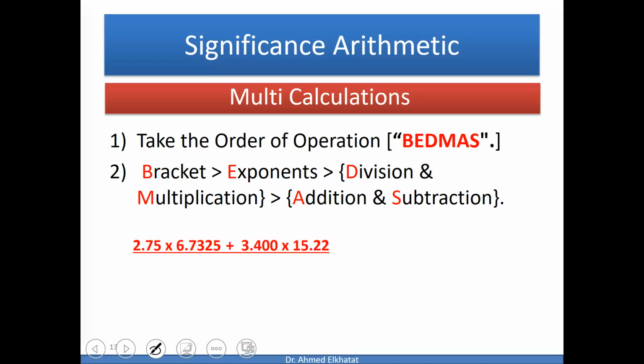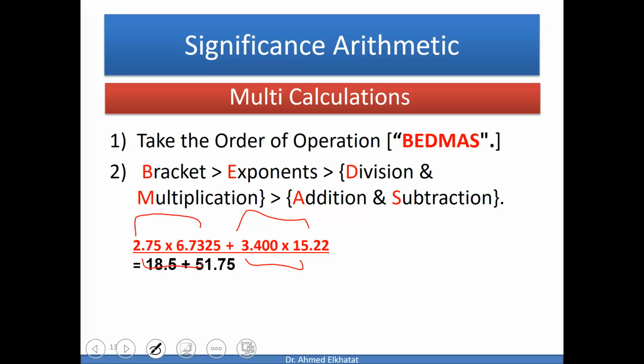So for example, we have these numbers and you want to calculate the result. First you start with brackets. We don't have brackets. Then exponents. We don't have exponents, but we have multiplication here. This part is multiplication and this part also is multiplication. So first calculate the significant figures for this part and then for this part. Finally, you can do the addition for all the numbers.